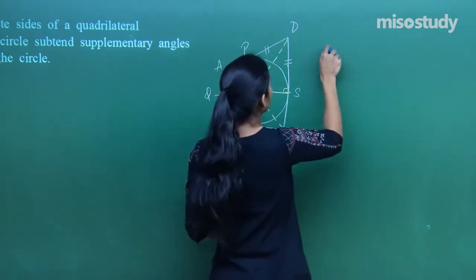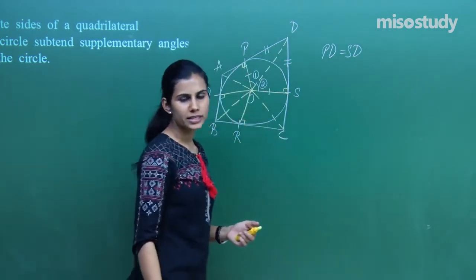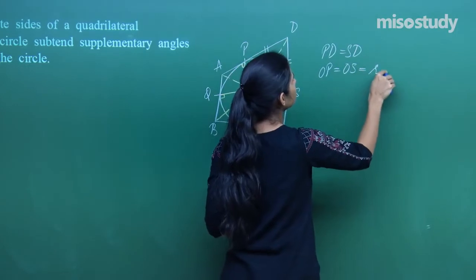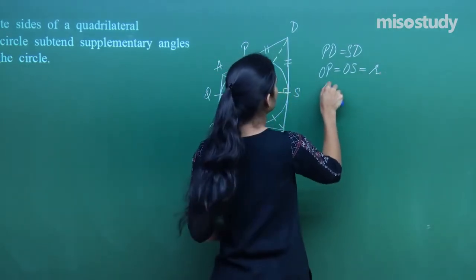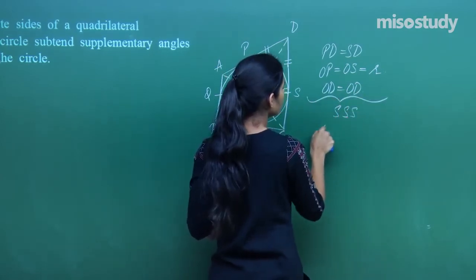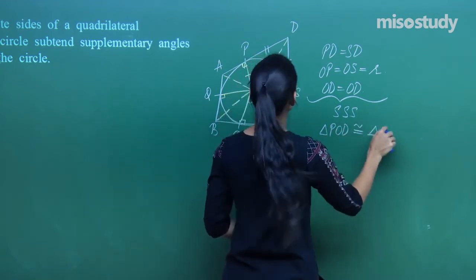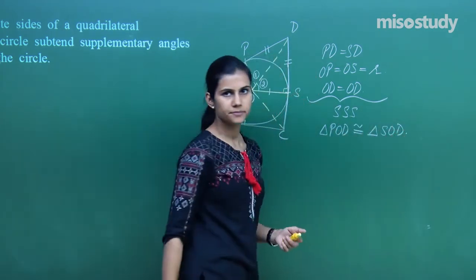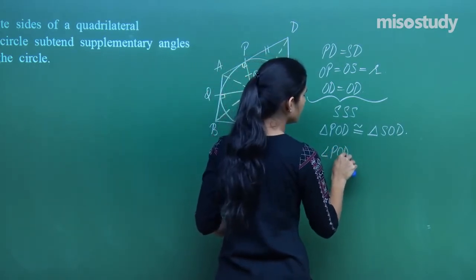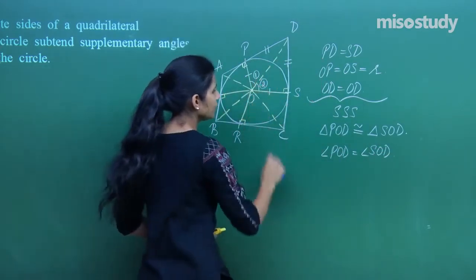What did I say? I said PD is same as SD because tangents drawn from an external point are equal in length. Then OP is same as OS because it is equal to the radius, and I am saying OD is same as OD. It's the common side, and therefore by SSS congruence rule, triangle POD is congruent to triangle SOD. Therefore by CPCT, angle POD is equal to angle SOD. So you have 1 is equal to 2.